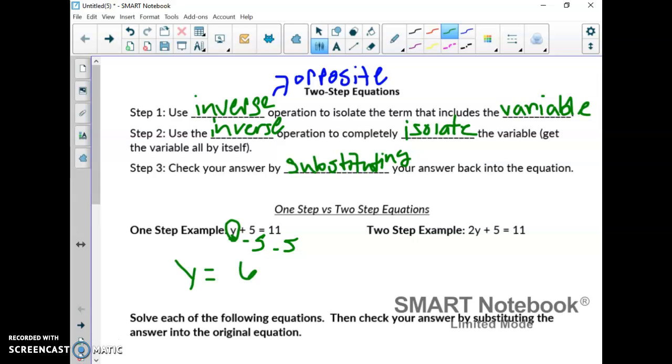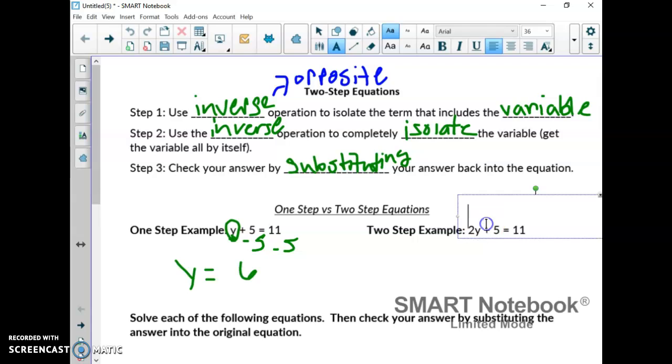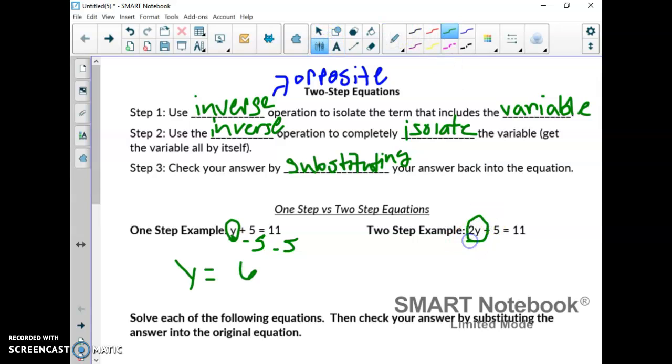Well, in a two-step example, just like it sounds, now we have two steps. Before we only had one step, we had to -5. Now we're going to have two steps. So the first step says to use the inverse operation to isolate the term with the variable. So find your variable and then circle the whole term. You want to circle the whole term with the variable.